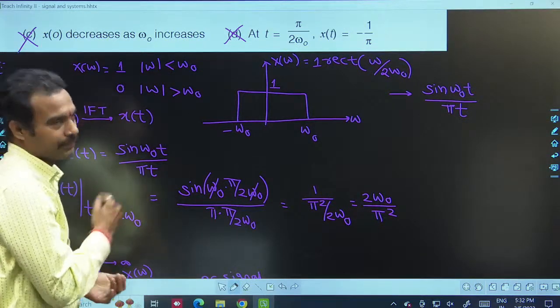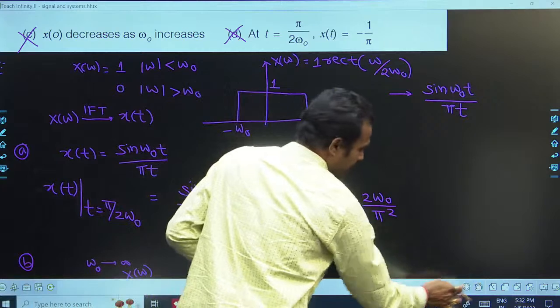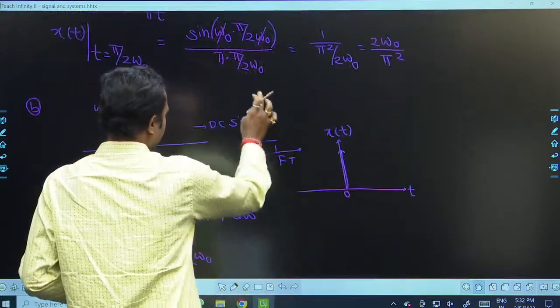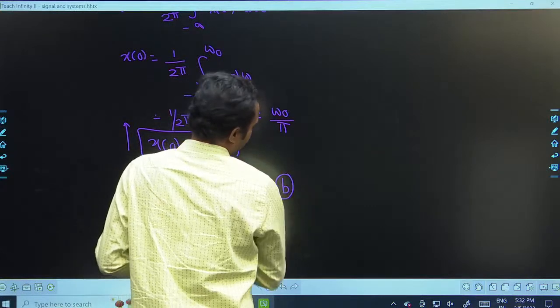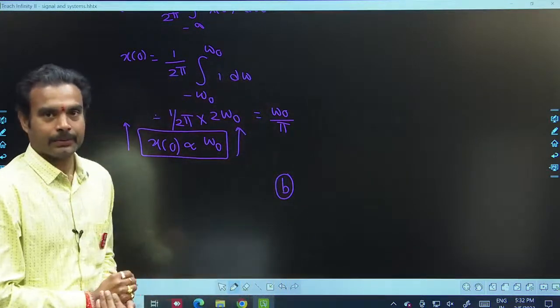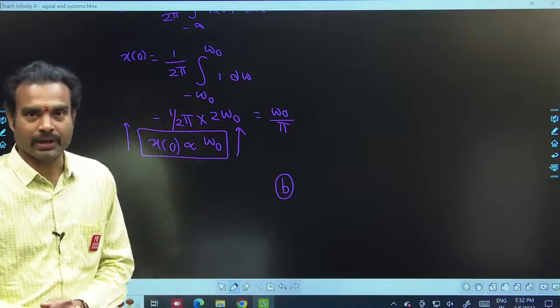So out of the four options, option B is the correct answer for the given question. Okay, the next question will be solved by Rohit Tripathi sir.